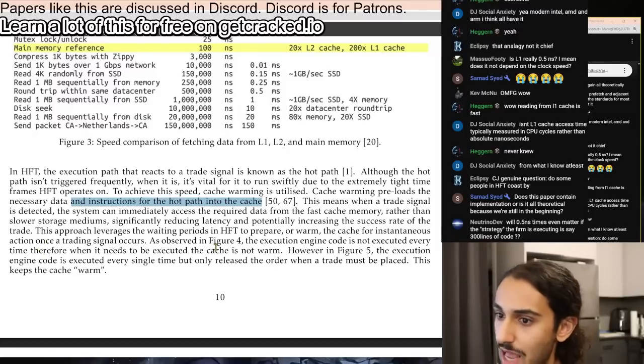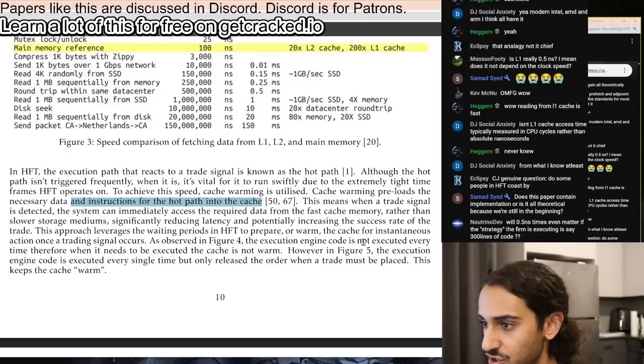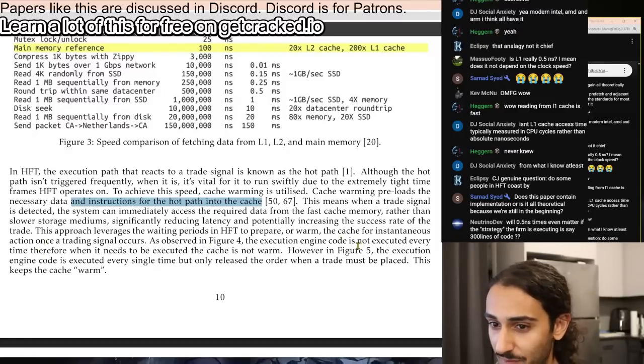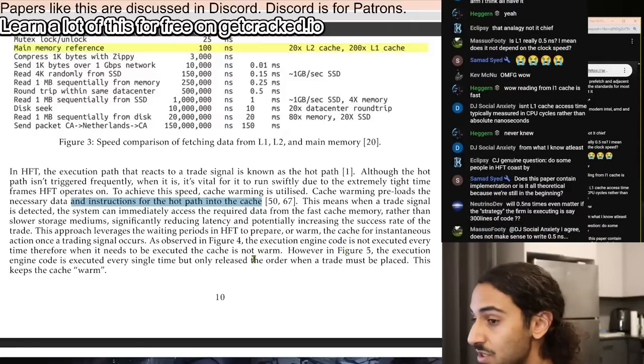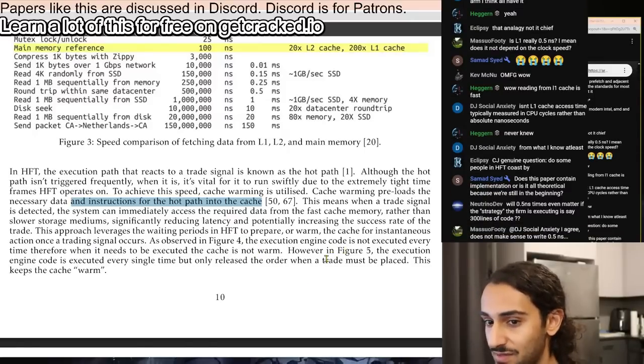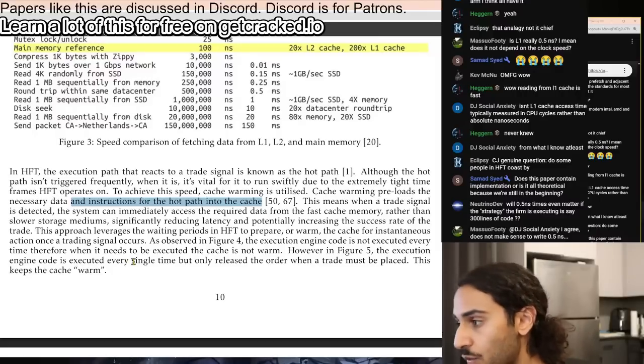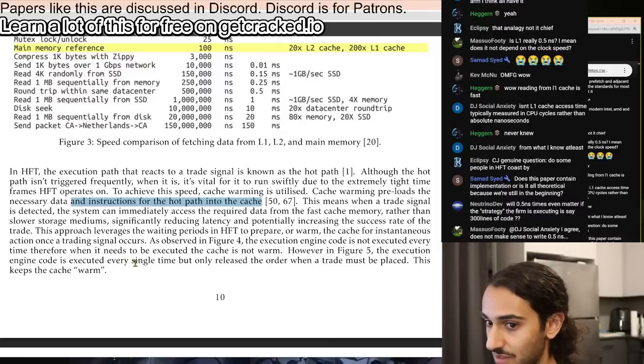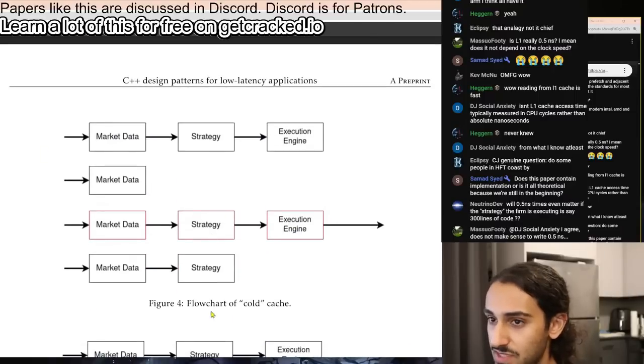As observed in Figure 4, the execution engine code is not executed every time. Therefore, when it needs to be executed, the cache is not warm. However, in Figure 5, the execution code is executed every single time, but only releases the order when the trade must be placed. That's key. So this is like cache inefficient code in the context of a high-frequency trading strategy.